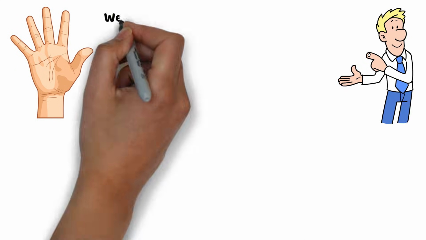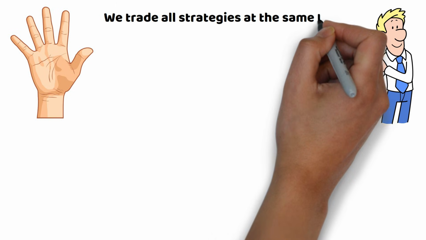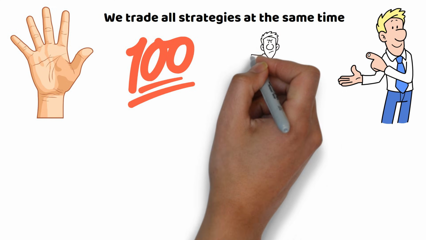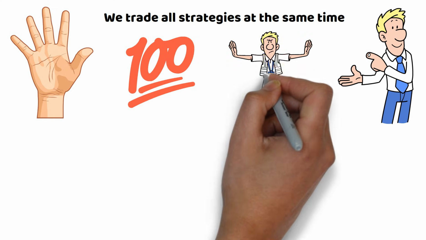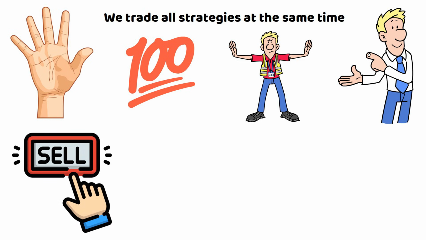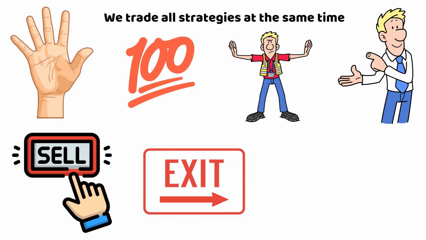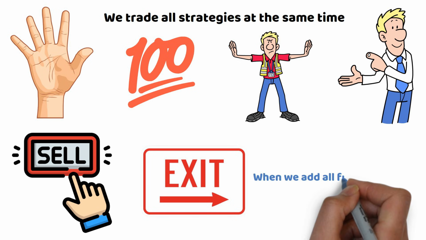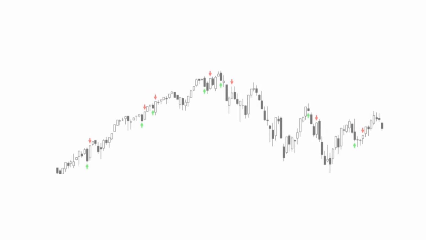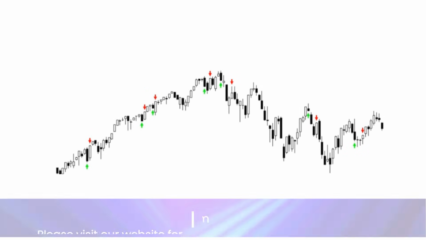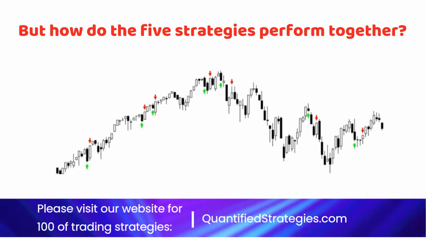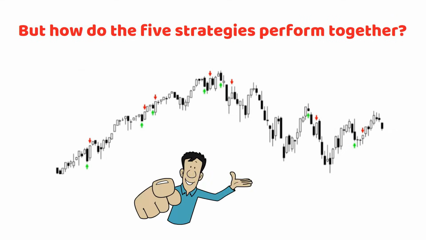We trade all strategies at the same time, but we allocate 100% of the equity to one position, thus ignoring buy signals if we already have a position. Because we use the same sell signal in all 5 strategies, there are no conflicts with the exits. When we add all 5 strategies, we get a lot more trades. The trade sample shown here indicates that in some periods you get many trades, but how do the 5 strategies perform together? Let's backtest and find out.